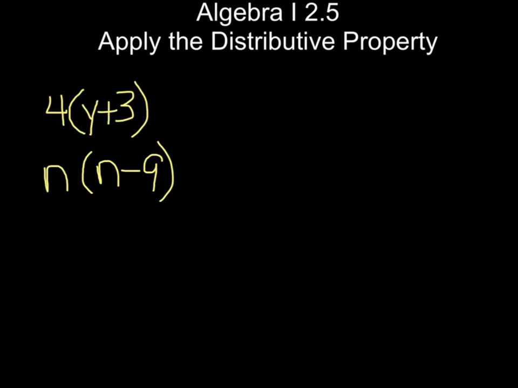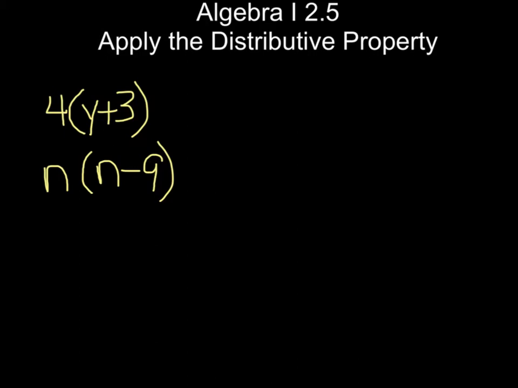Today in Algebra 1, in Chapter 2, Section 5, we are going to look at applying the distributive property. The distributive property is exactly what it says. We are going to distribute something. Okay, in this first example, we have 4 times the quantity of y plus 3.